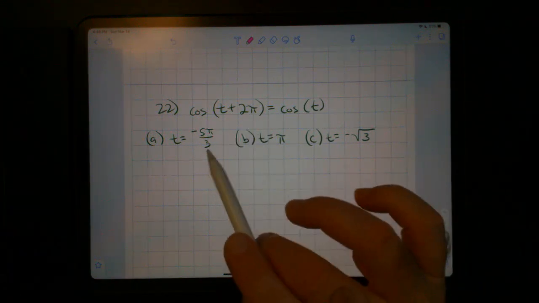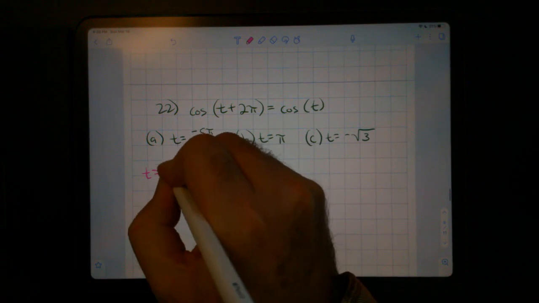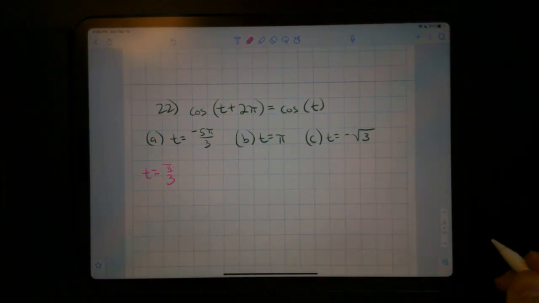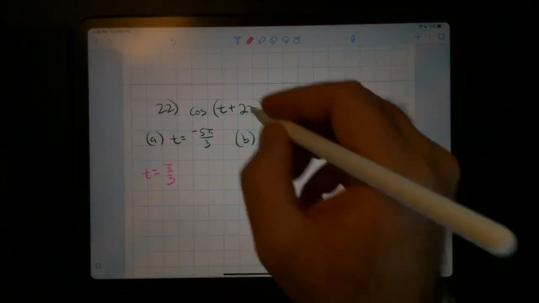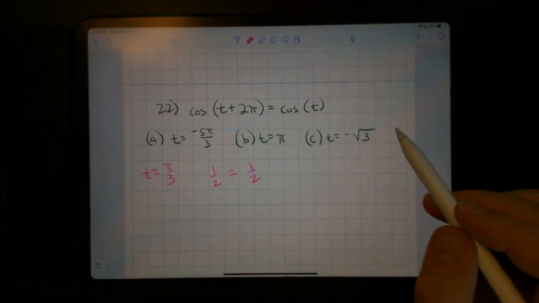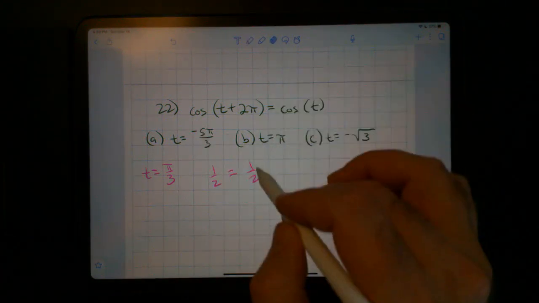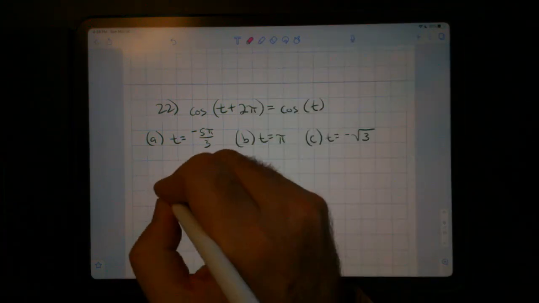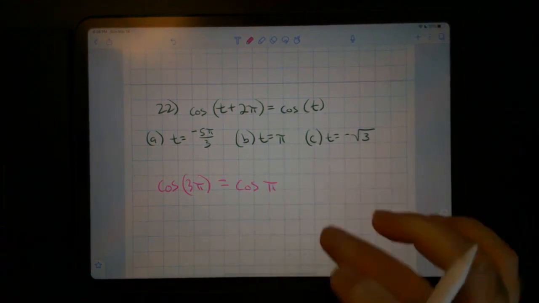Okay. Adding 2 pi to this is the same thing as pi over 3. So cosine of pi over 3 is 1/2. And cosine of pi over 3 is 1/2. They are the same value. Same thing with t is pi. So what we're looking at is cosine of 3 pi is equal to cosine of pi.